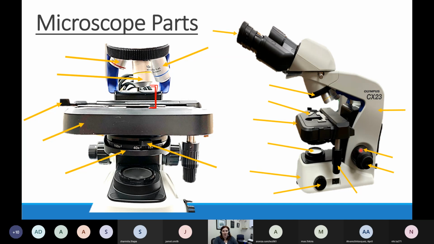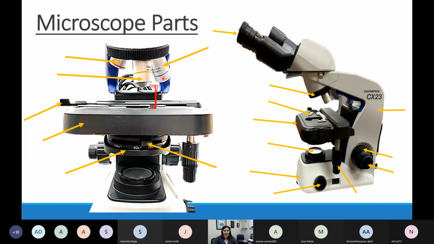The reason we cannot use this coarse adjustment knob when the low power or high power objectives are in place, when yellow or blue is pointing down, is because it'd be too easy for us to accidentally move the stage so high that we break our slide. So we can only use the coarse adjustment knob when we have the red pointed down.